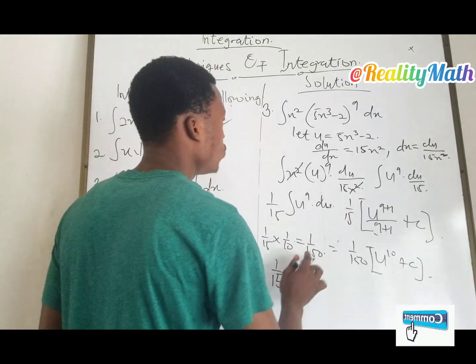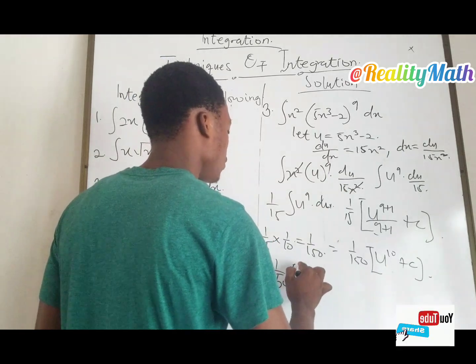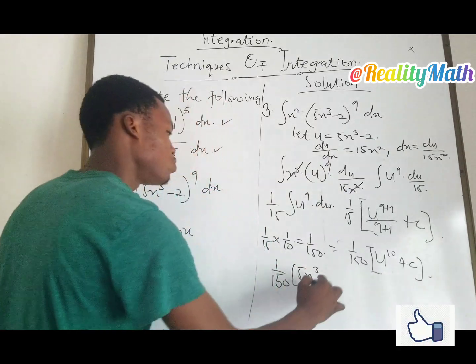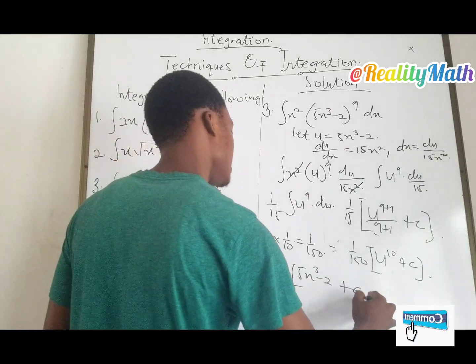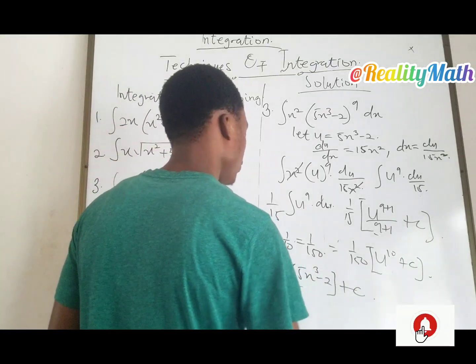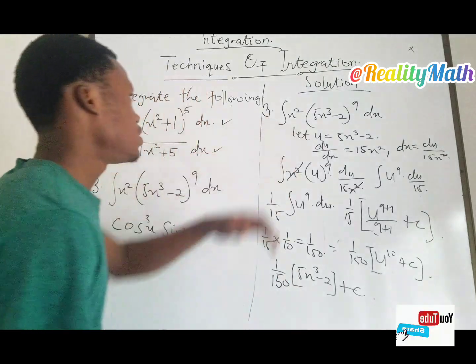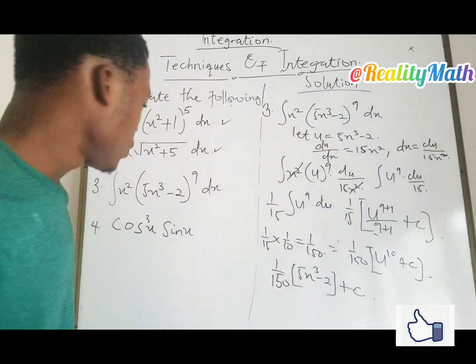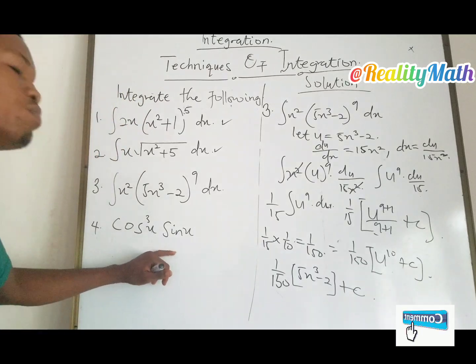And this is our u, which is what? 5x cubed minus 2, right? Plus some constant c. So now this becomes the integral of this. Okay. Now you can pause the video and try question 3. Sorry, question 4.